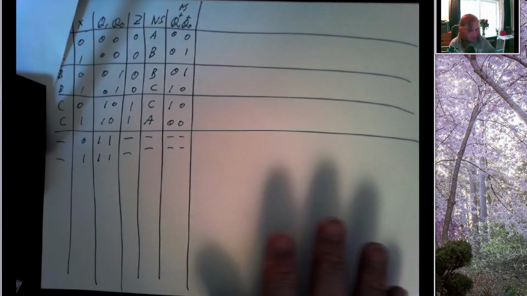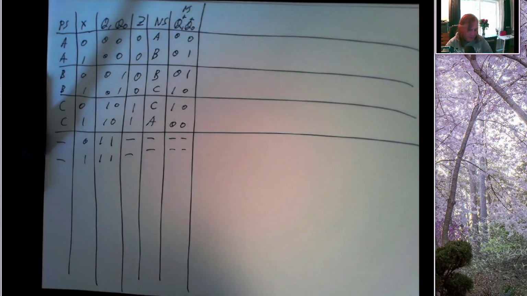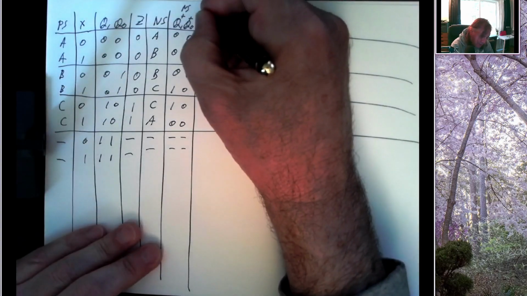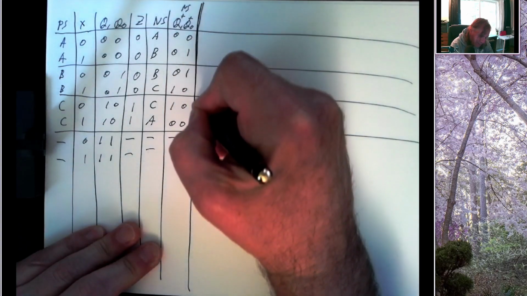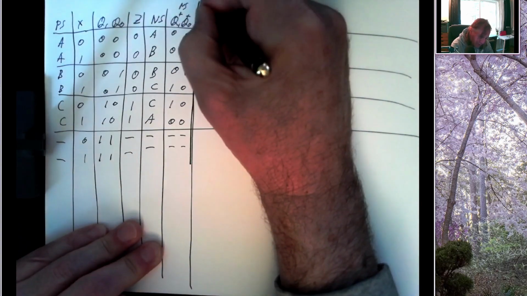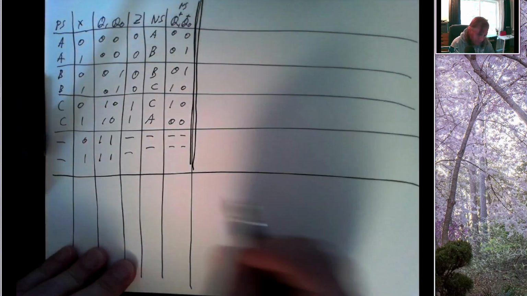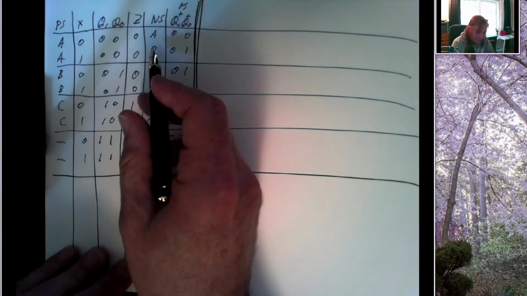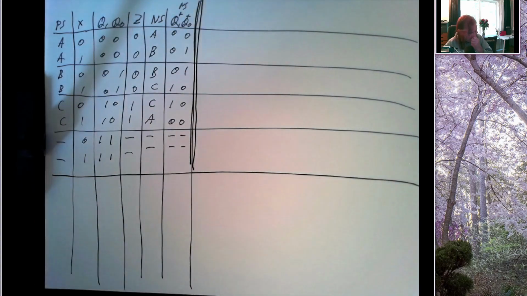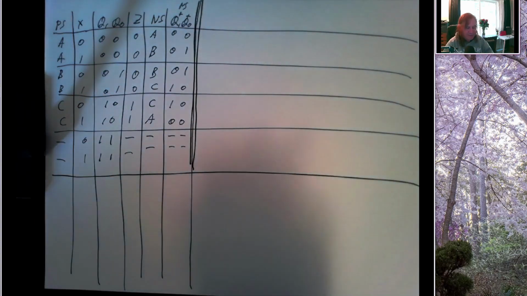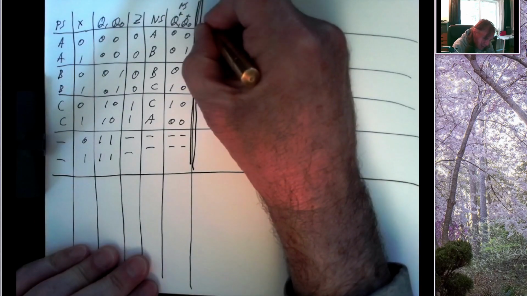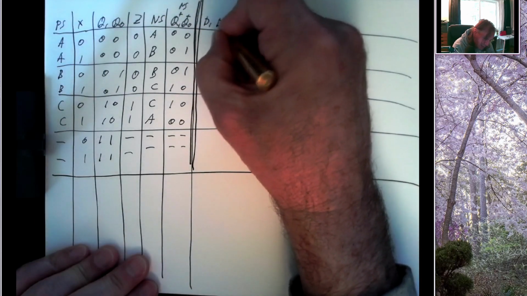All right, so this part of our state table completely ignores the question of what kinds of flip-flops we have. This is only looking at present state, input, output, next state. So suppose we have D flip-flops. So we're going to have D1, D0.